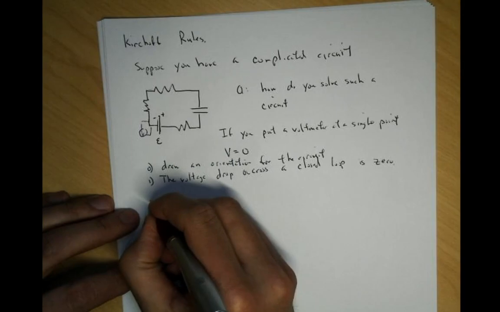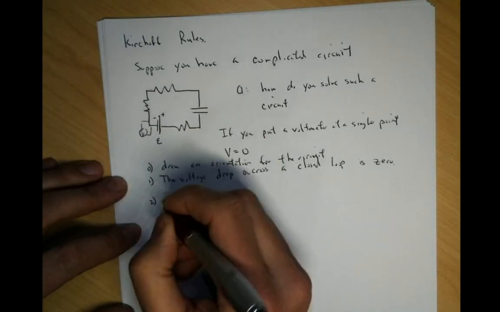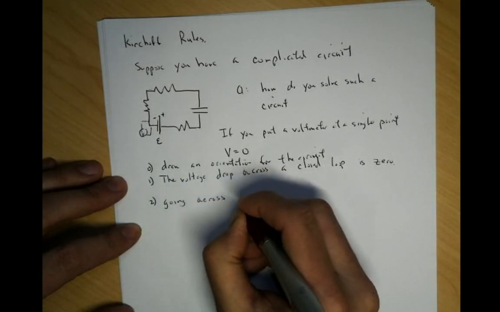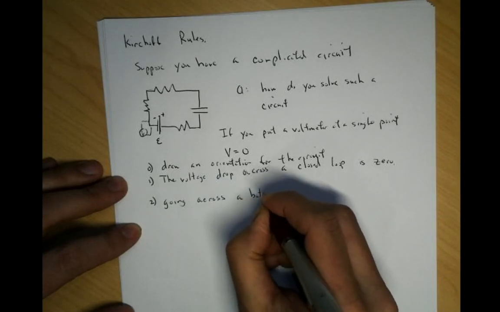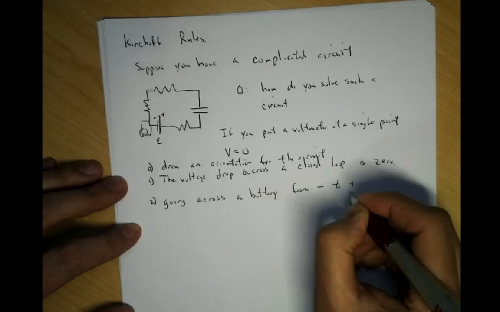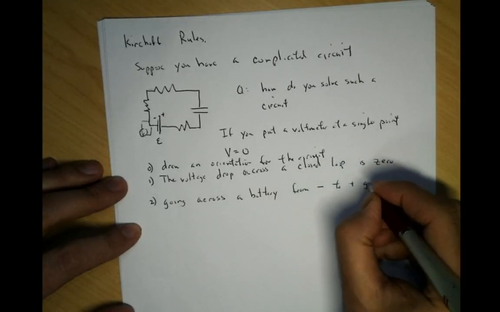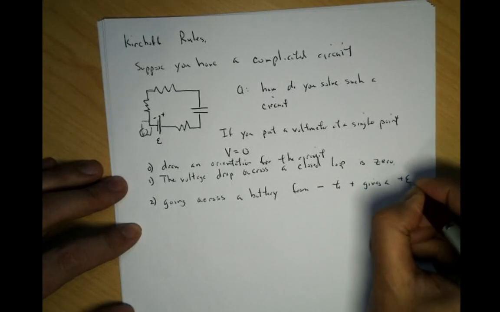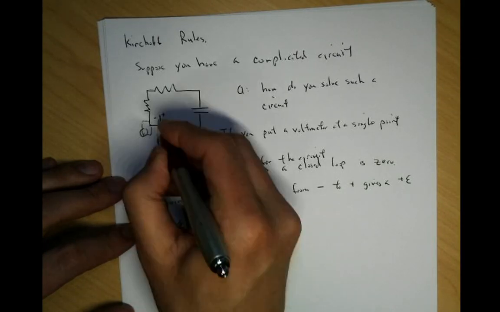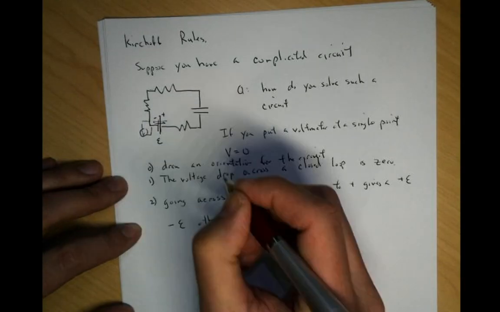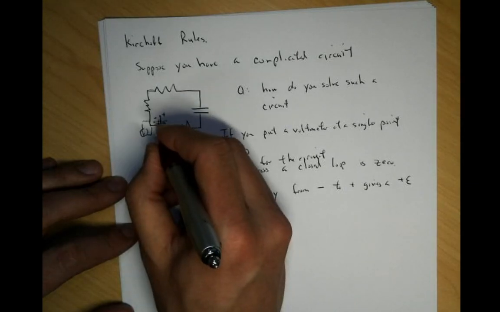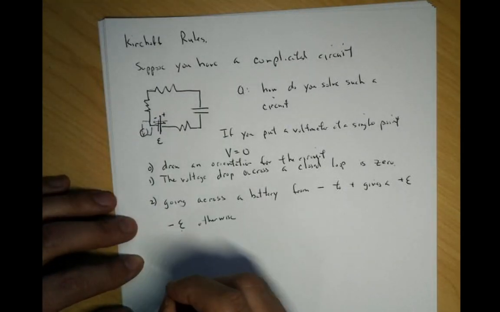Now rule 2. Let's say you go across the battery. Going across the battery from minus to plus gives a plus epsilon, and minus epsilon otherwise. There's only 2 directions, right? You can go this way or you go that way. If you go that way, going from plus to minus, you pick up minus epsilon. If you go this way, from minus to plus, then you pick up an epsilon.